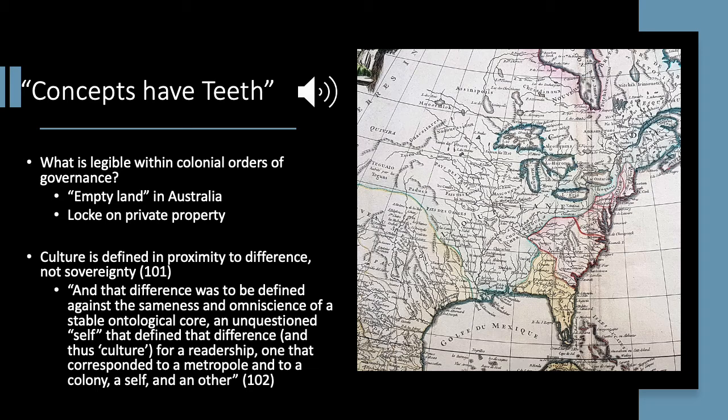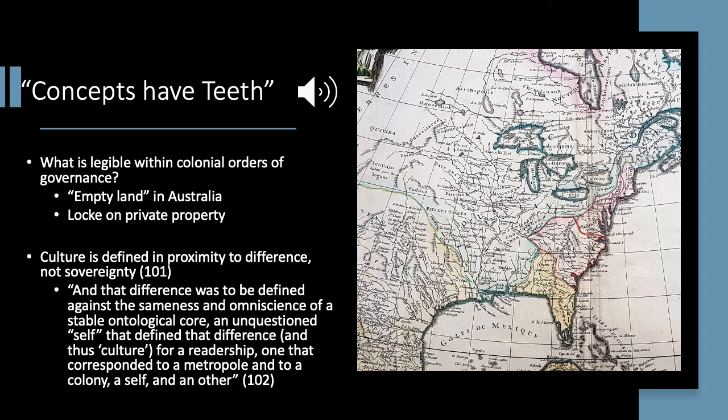So, throughout these last few slides, I've been really articulating Simpson's critique of the culture concept. And why is this important? It's important because, as she says, concepts have teeth. I love this phrase, right? Cultural concepts have real political effects. They have teeth. Part of it has to do with how indigenous life is legible or illegible within colonial orders of governance. What forms of life can colonial governments recognize and what gets misrecognized?